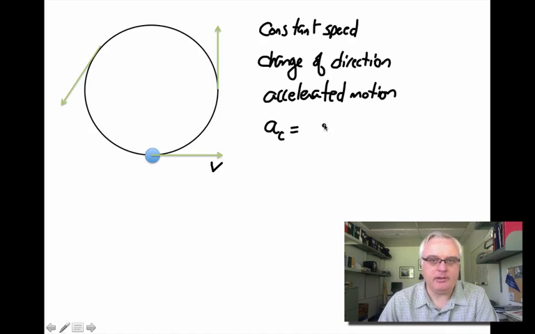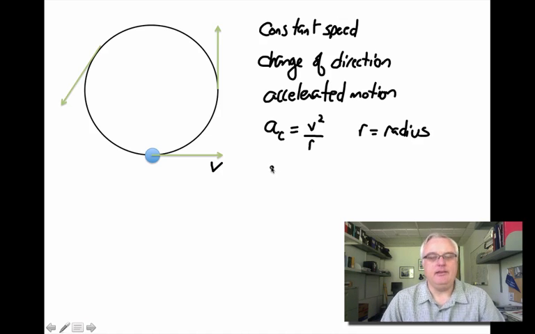And centripetal acceleration is v squared over r. You can go look in the textbook. They give you an explanation of how we derive this. I think it's easier for now just to know that centripetal acceleration is v squared divided by r, where r is the radius of the circle. And that centripetal acceleration is always towards the center of the circle.